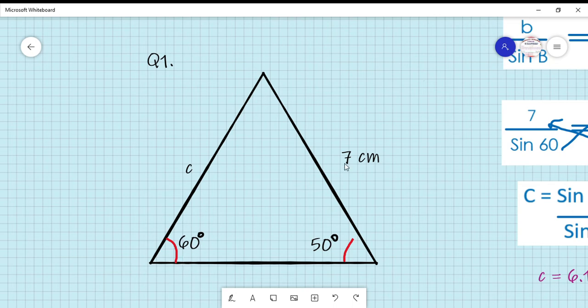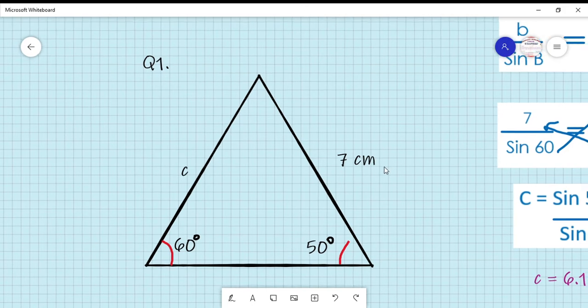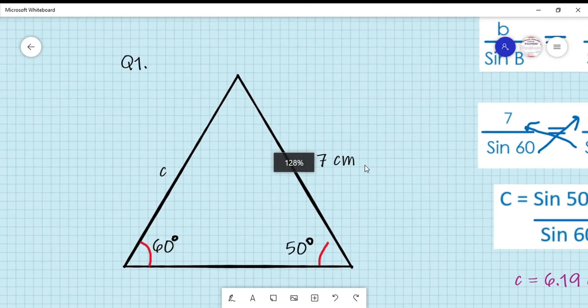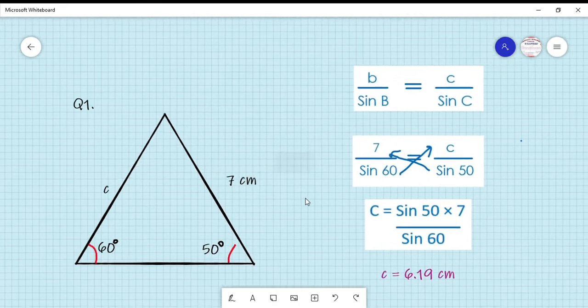As we have 60 and 7, this will be considered as one pair. Here we have 50, but we don't have the opposite length, so this won't be considered as a pair. So as we have one pair, we can easily find c. The letters are not always the same in the questions given. So to find this side, we put the lowercase letter first, using the formula I taught in the second row.